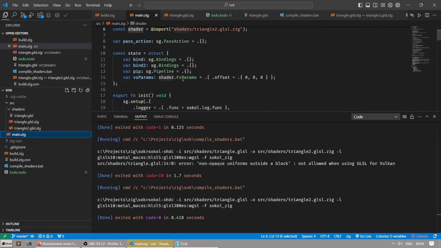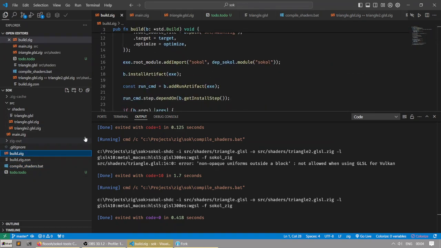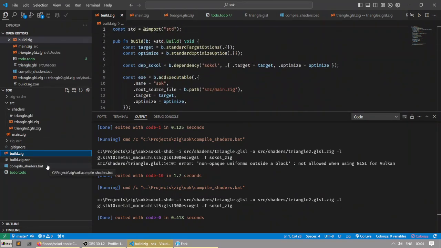Okay, so right now I have to do this manually every time I change the shader, but it's okay. I will try to add it into the build system at some point. I guess, I don't know if in Zig I can somehow, yeah, I probably can. But I mean, just like, do something before running the exe.